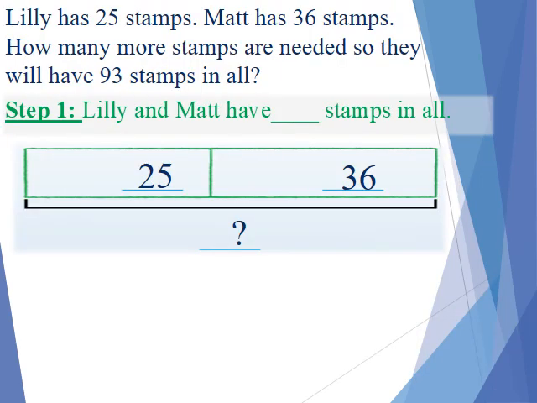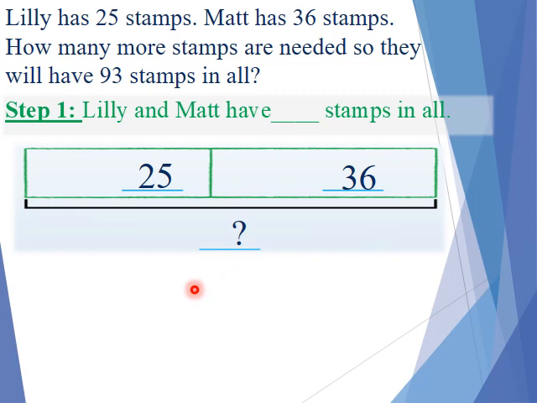Let's finish with this problem. Lily has 25 stamps. Matt has 36 stamps. How many more stamps are needed so they will have 93 stamps in all? So, the first step is to find out how many stamps Lily and Matt have now together, because we don't know how many stamps they have together. A bar model will help show the two parts and the whole. One part is Lily's 25 stamps. The other part is Matt's 36 stamps. The whole is the number that we don't know. It's the total number of stamps.